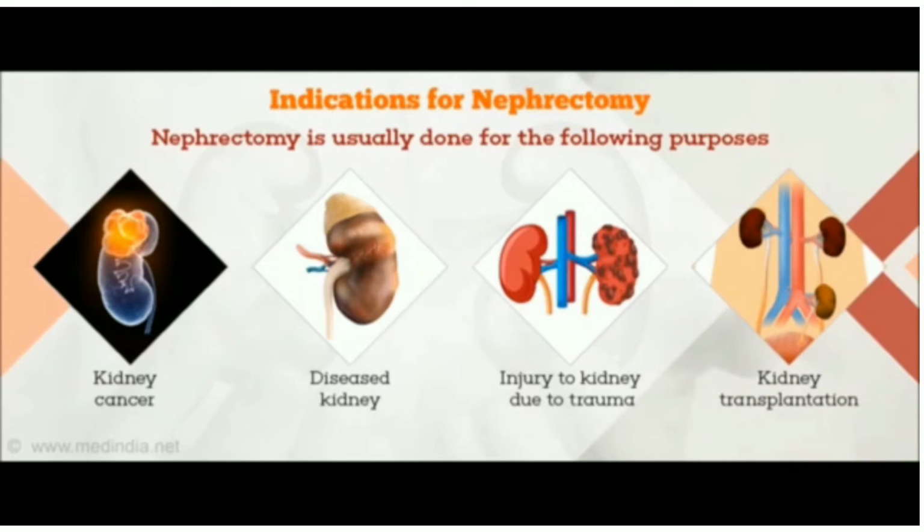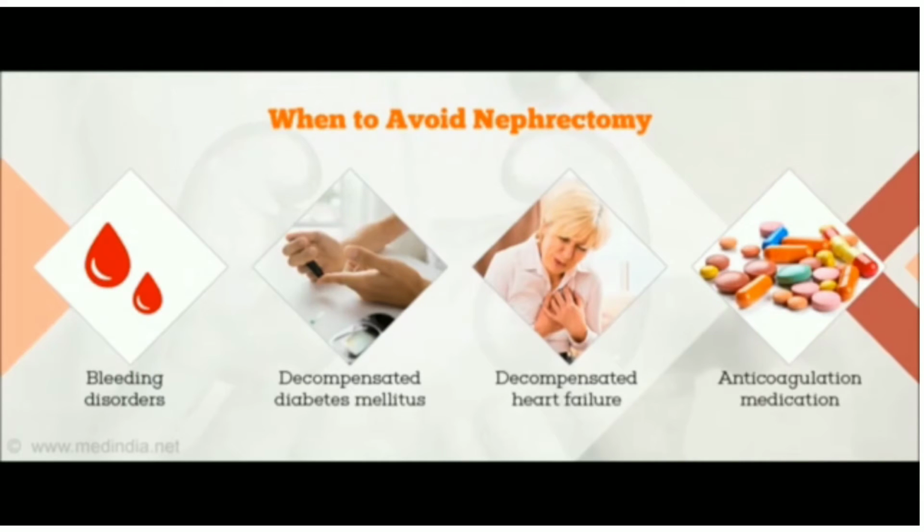Indications for nephrectomy. Nephrectomy is usually done for the following purposes: kidney cancer, diseased kidney, injury to the kidney due to trauma, and kidney transplantation. When to avoid nephrectomy? During bleeding disorders, decompensated diabetes mellitus, decompensated heart failure, and anticoagulation medication.